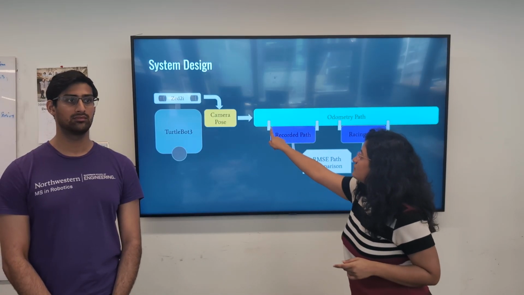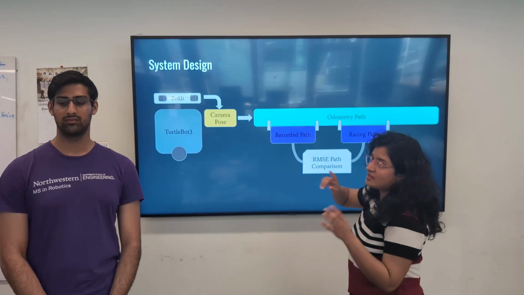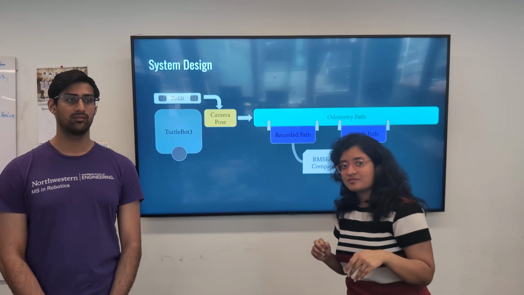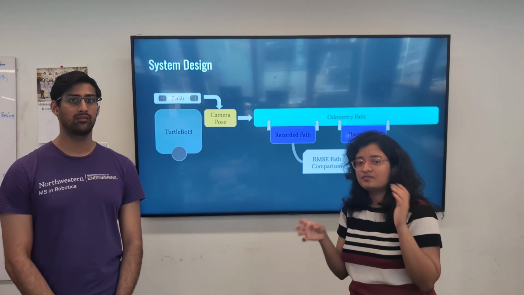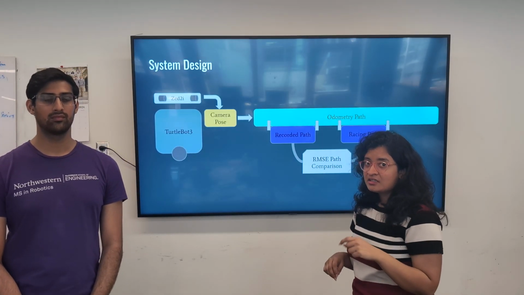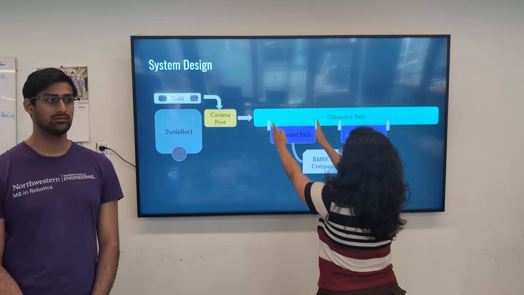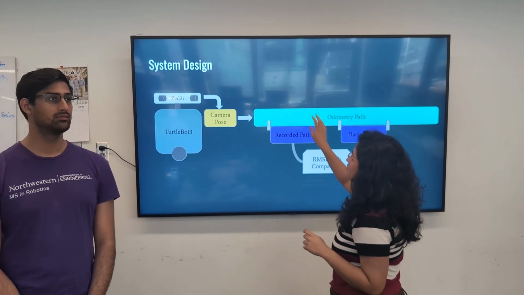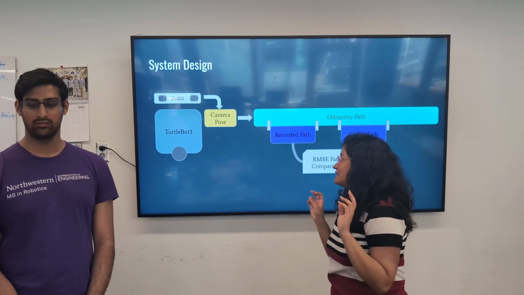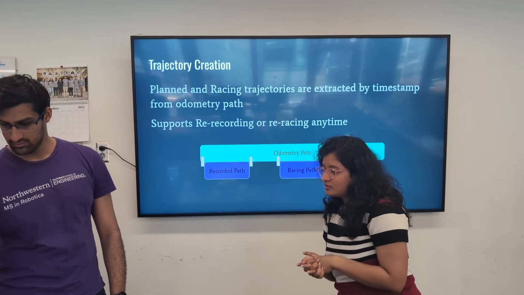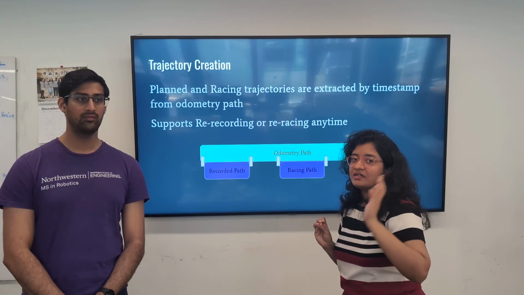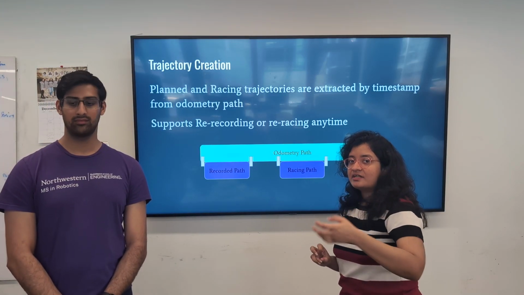So this is where the service of start and stop happens, and whenever we call the service, we actually save the current timestamp of the system, like of the system log, and then we use that timestamp to index over the odometry path. So this would be the extracted path from the odometry path using the timestamps, which are the 3 points, and that would become our recorded racetrack. Similarly, we'll do it for the racing path as well. Every time we have a start or a stop, we'll record that time.